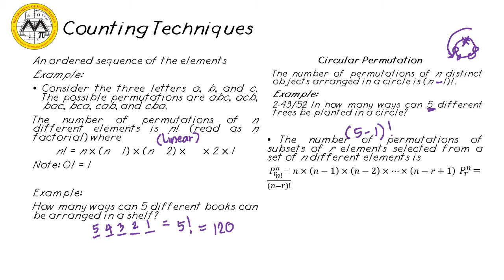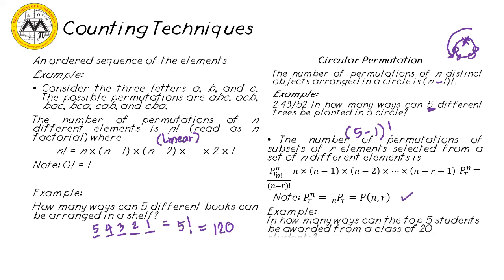If we want to select the items that we will be arranging, this would be a special permutation, nPr. So that would be nPr, which is denoted by this symbol. So if we want to select first, select r from n, then arrange, we use permutation. In how many different ways can the top 5 students be awarded from a class of 20 students? So top 5.